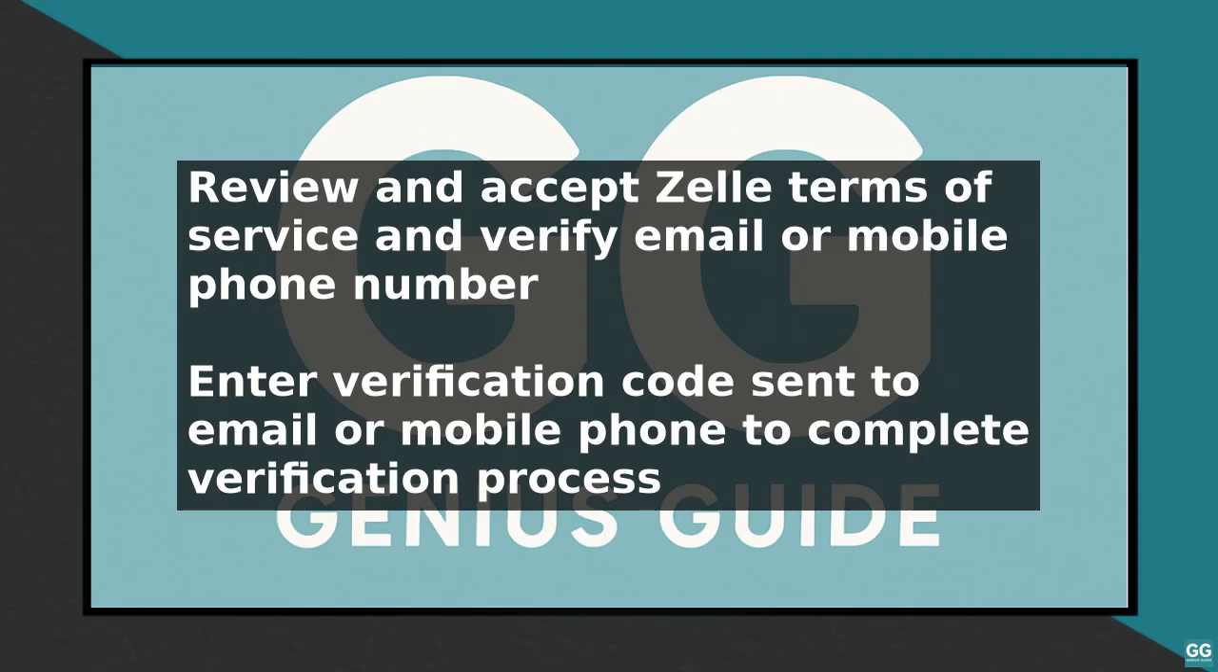After verifying your information, you will be asked to add your debit card to Zelle. This is the card that will be used to send and receive money. Select your Ally Bank debit card from the list of available cards and confirm the details. Once your card is added, you can start using Zelle to send money to friends and family.